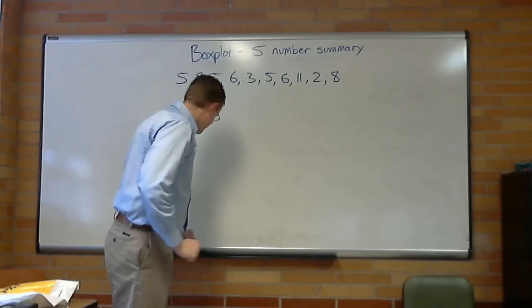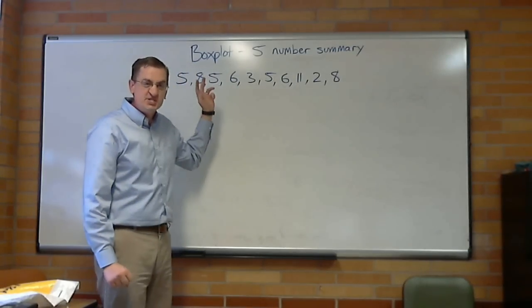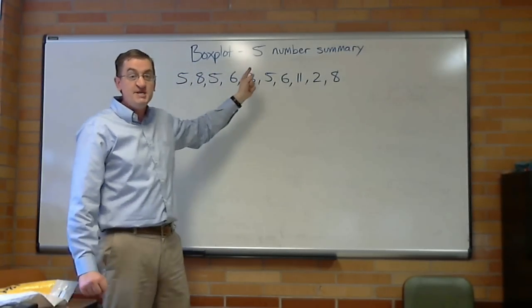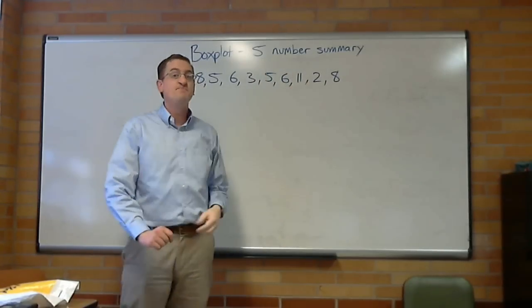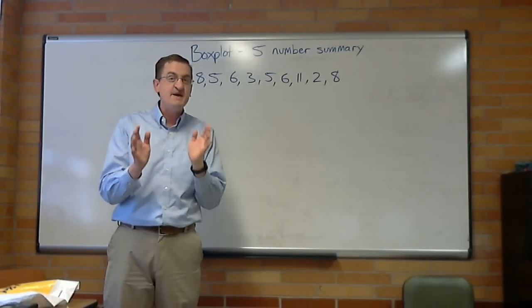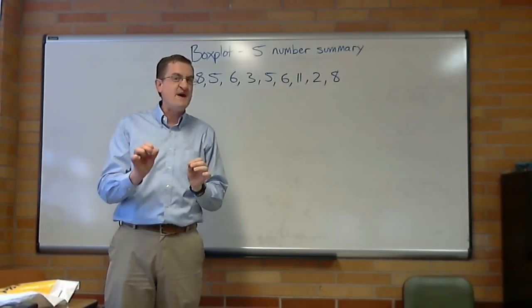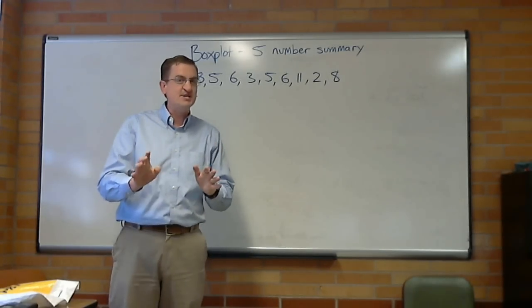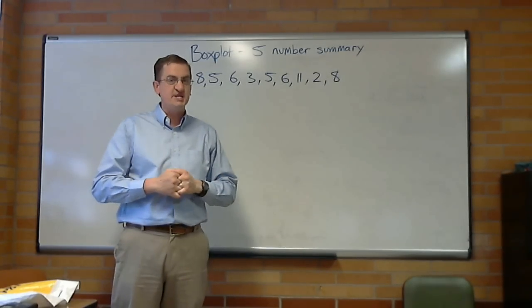Arr. So, today we are going to talk about how to make box plots. And to do that, we're going to need to make a 5-number summary. Now, the key to making a 5-number summary is to come up with 5 numbers that summarize the data set. If that was too fast, go back on the video and watch it again.